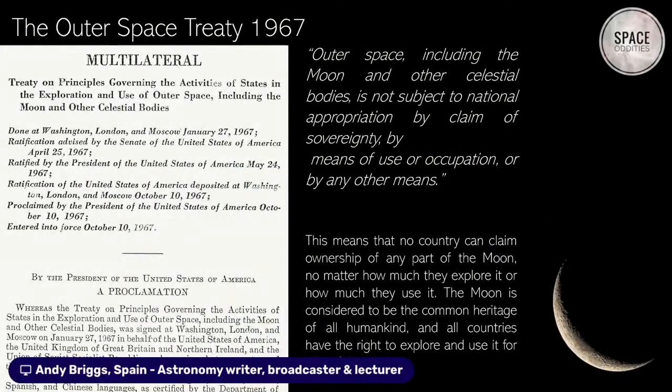Just a word about legalities of all this. The Outer Space Treaty, signed by all spacefaring nations in 1967, specifically says outer space, including the moon and other celestial bodies, is not subject to national appropriation by claim of sovereignty, by means of use or occupation, or by any other means. Basically, it means no country can claim all or part of the moon, that it's there for the benefit of all humans. So China, for example, couldn't set up a lunar base and then claim territory on the moon.